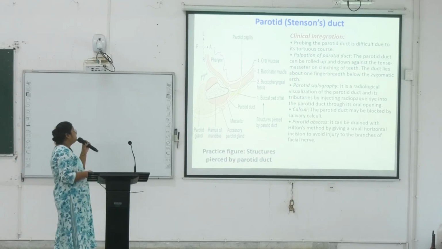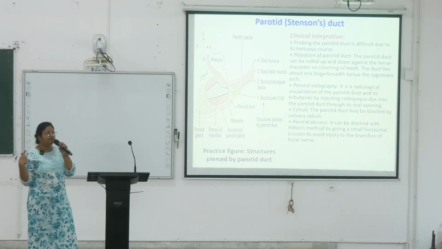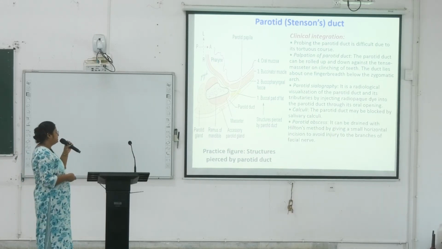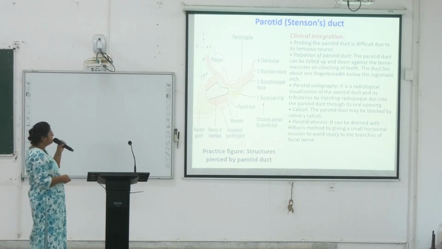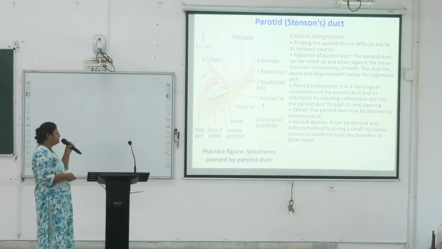Calculi: the parotid duct may be blocked by a salivary calculi. If calculi is present, dye will not enter the gland. Now, a parotid abscess can be drained with Hilton's method by giving a small horizontal incision to avoid injury to the branches of the facial nerve.